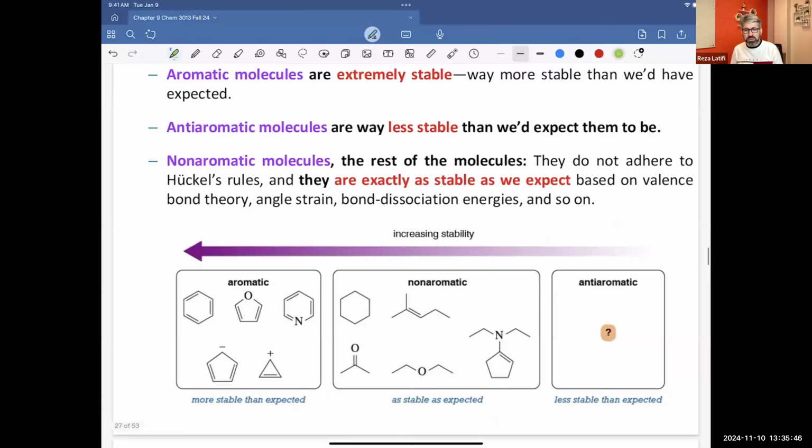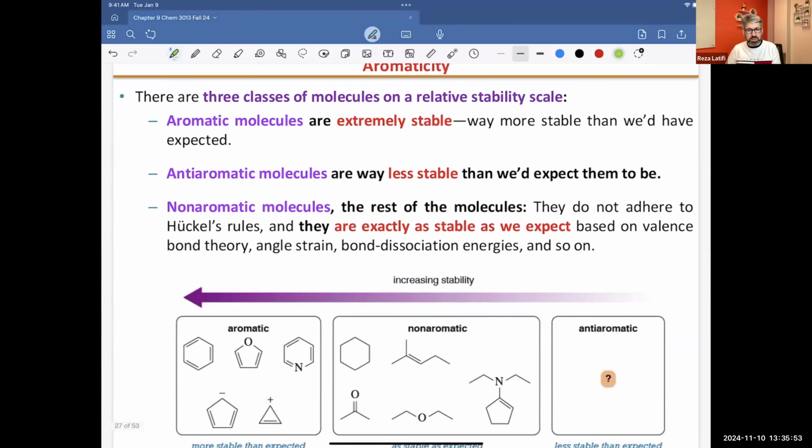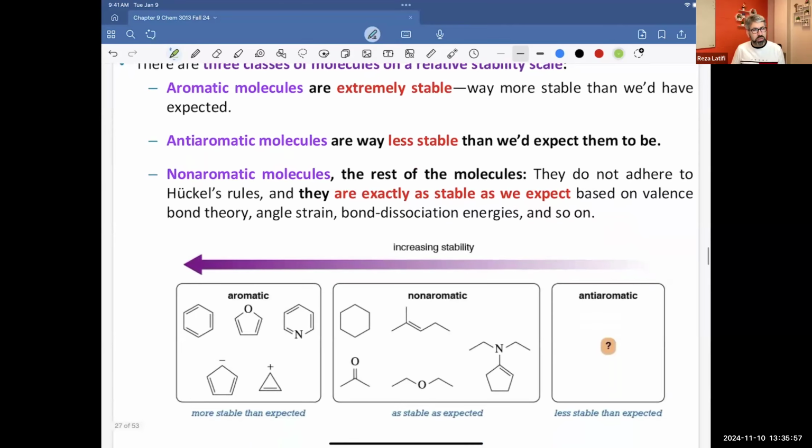Non-aromatic, as stable as expected. But how about anti-aromatic? And what's an anti-aromatic? Anti-aromatic compounds are less stable than whatever we expect them to be. So they are less stable, something making them less happy. And we're going to go after this one. What's the factor here? What's the effect that makes them that unstable?